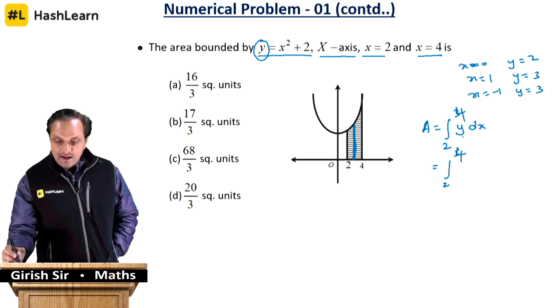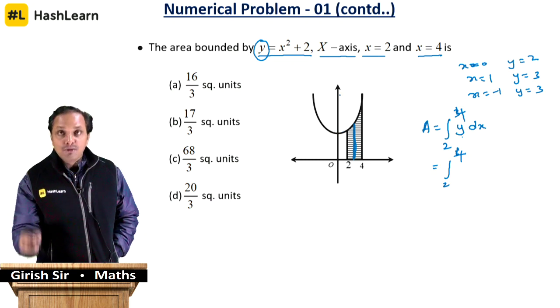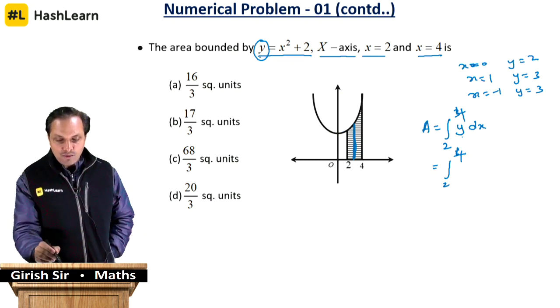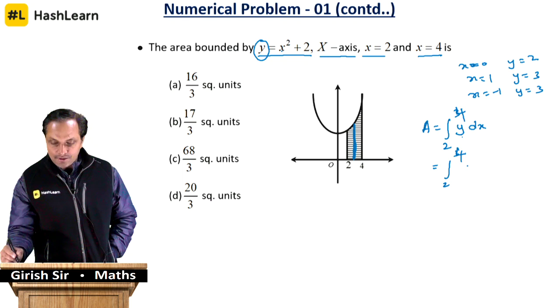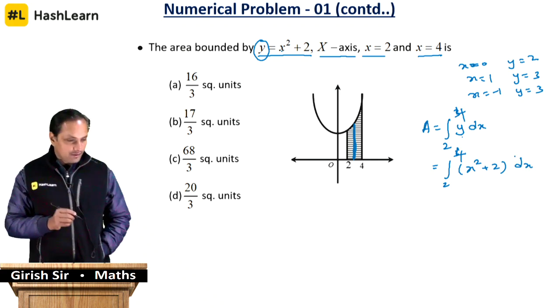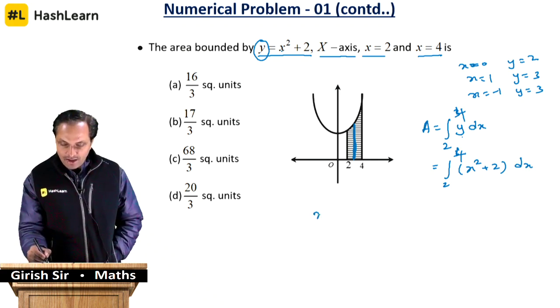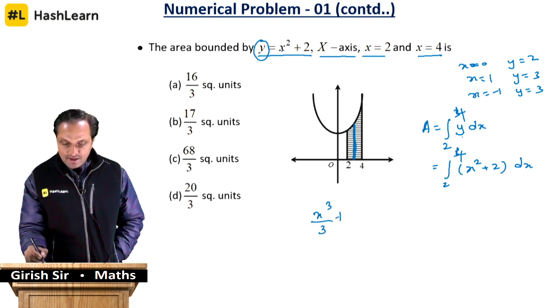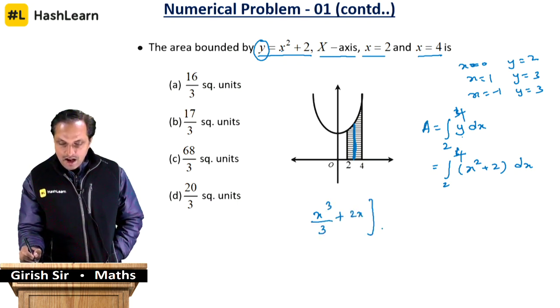ये जो y है ना, ये जो कर्व है ना यहाँ पे, उसका y कोऑर्डिनेट, what is the y coordinate for that? x² + 2. वो जो कर्व का y कोऑर्डिनेट है x² + 2, इसको हमें इंटीग्रेट करना है 2 to 4. ओके, चलो इसको इंटीग्रेट करेंगे अभी. x³/3 + integration of 2 is 2x. अपर लिमिट और लोअर लिमिट को सब्सटीट्यूट करना है.